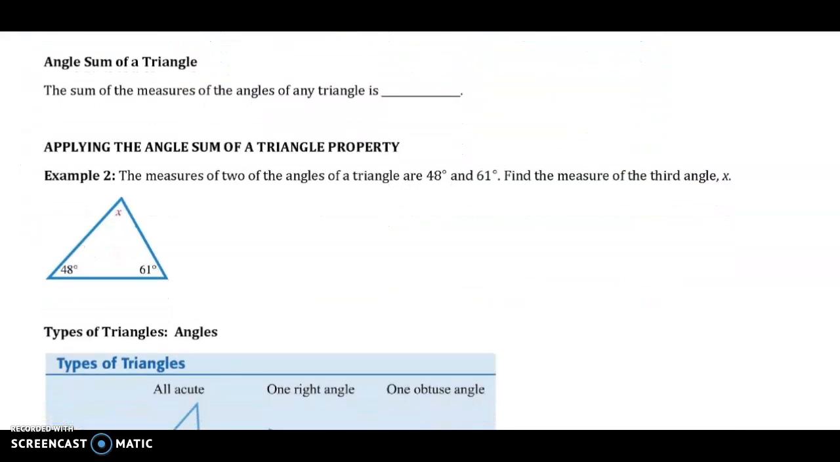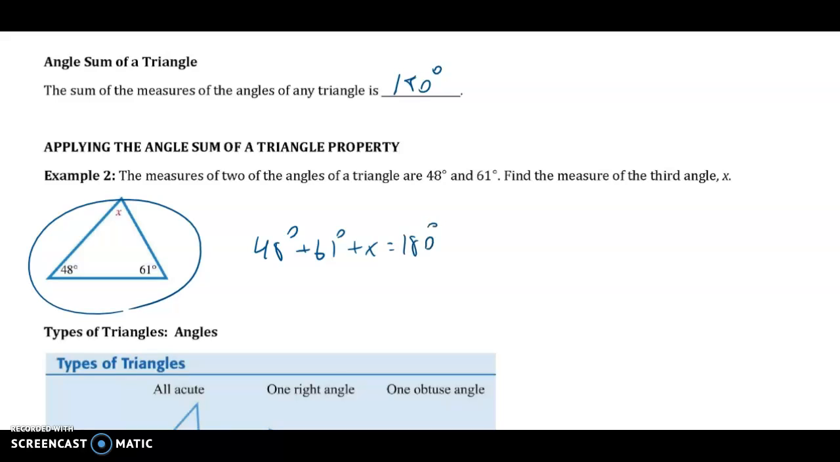The sum of the measures of the angles in a triangle is 180 degrees, and we're going to use this for problems like this. We set it up as 48 plus 61 plus x equals 180. If you do the math, x equals 71 degrees.